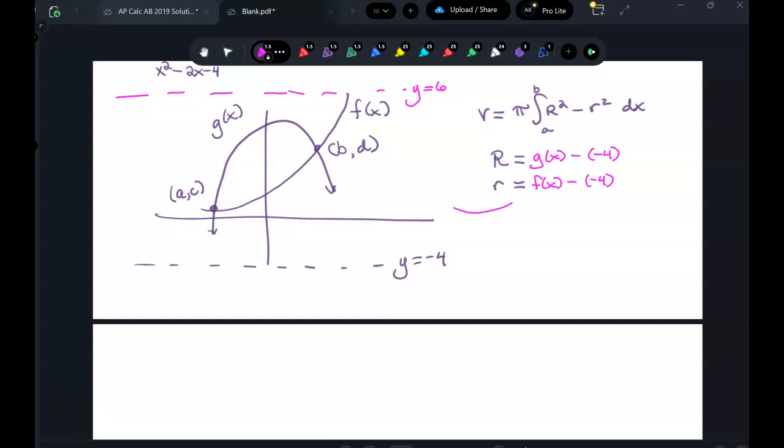Kill for some small stuff. Yep. Okay. So now let's say, if the line is above, let's say it's at y equals 6. Now what's big R and what's little r? Now it's 6 minus g of x, and 6 minus f of x.